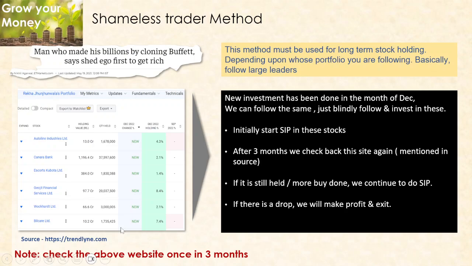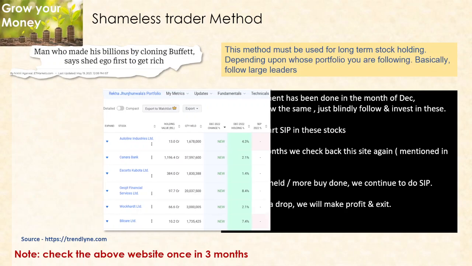So what we have to do is once in 3 months we have to open that website, see different portfolios here. If they have invested newly in any of the stocks, then we try to invest in that in an SIP mode. And again, after 3 months, if we come back and look at the same portfolio, if they have slashed it down, we will exit. We will make a profit and then we will exit. If they have continued in the same company by buying some more shares, then we will continue our SIP. This is how it works.